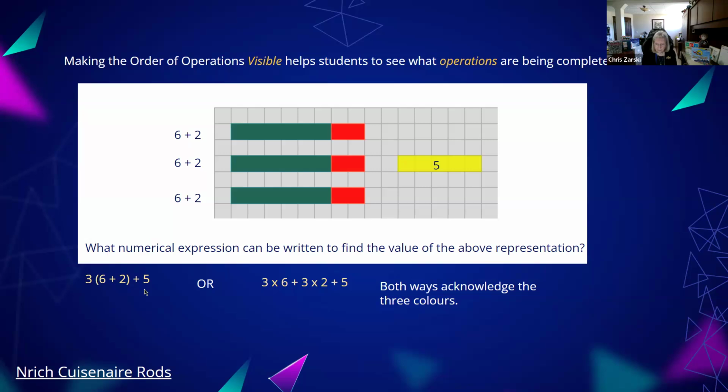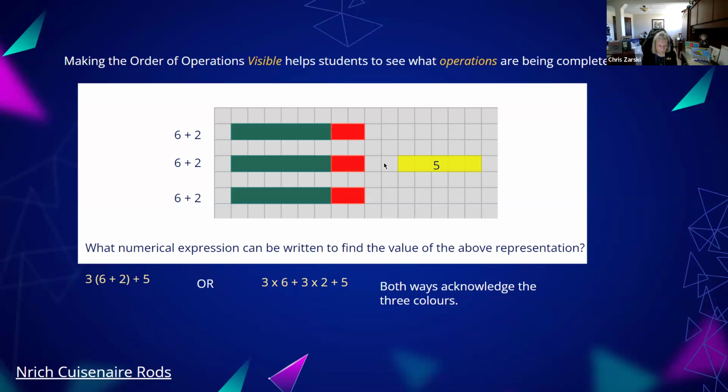Another way that I could have done this, and one is not better than the other, I don't want to make it sound like there has to be parentheses in here. I could have said, well, I've got 3 green ones, or 3 times 6. And to that, I want to add 3 red ones. Those are the repetitive pieces. So 3 times 2.